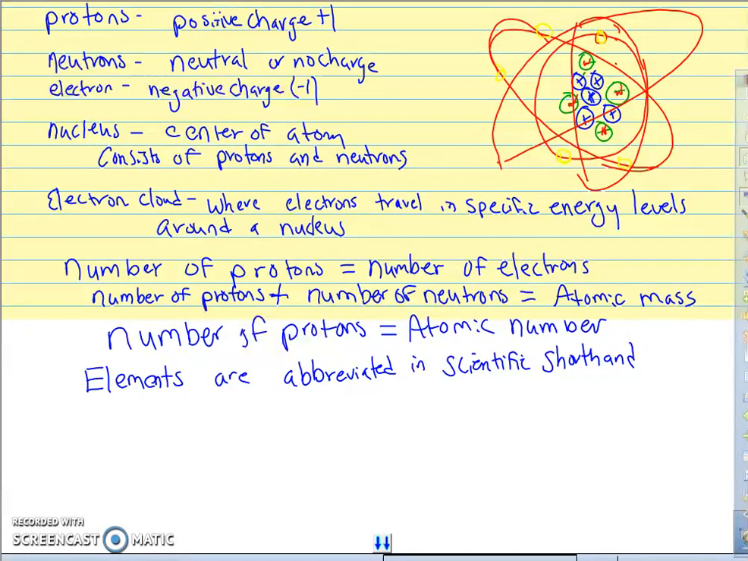Usually it's the first 1 or 2 letters of either its common name or its Latin name. Why don't they just keep that in one or the other? Because we are Americans and we think that everything should be in our language. And Latin is actually a universal language of science. So that would be why.